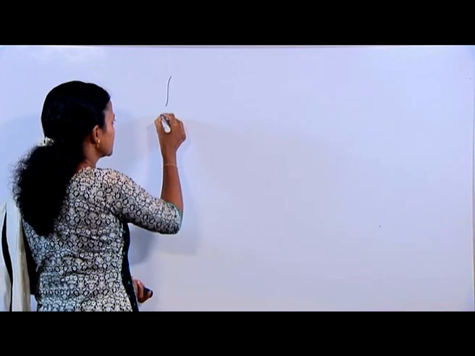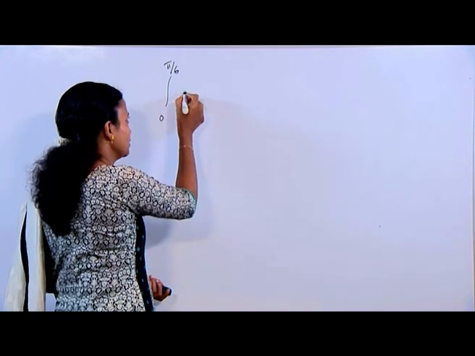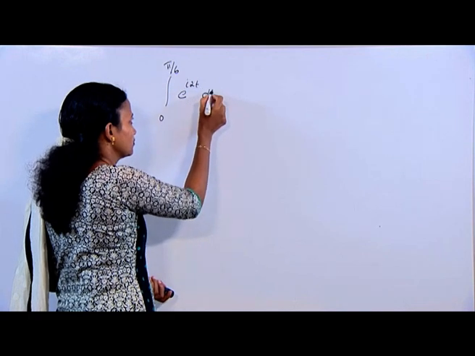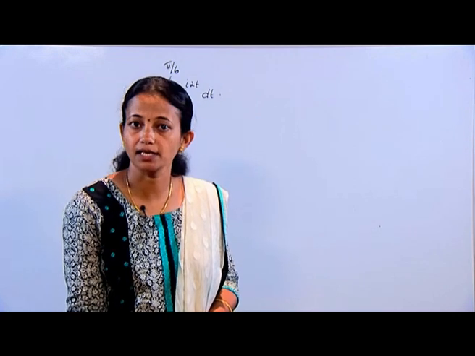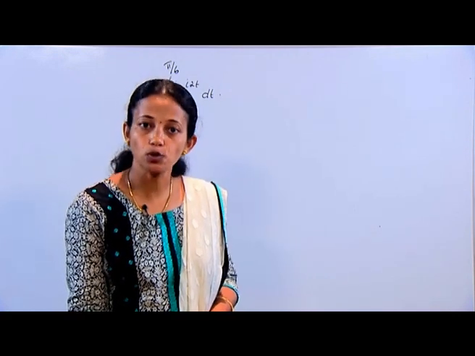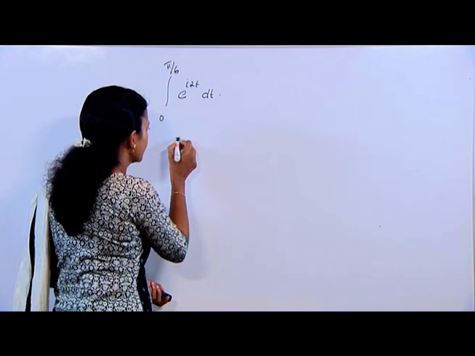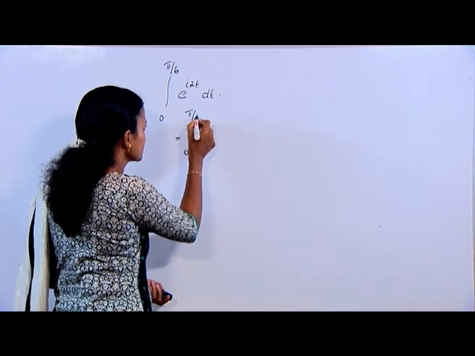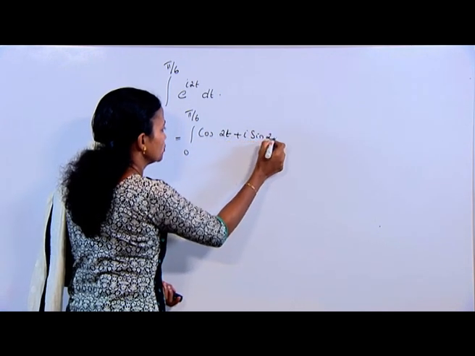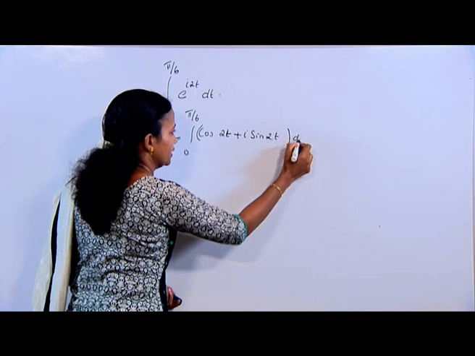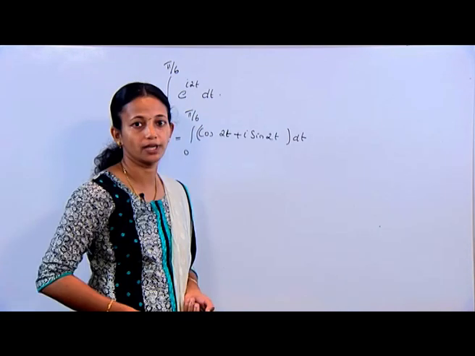That is the integral from 0 to pi by 6 of e raised to i 2t dt. This we have to evaluate. For that, we can write the integral from 0 to pi by 6 of e raised to i 2t dt as the integral from 0 to pi by 6 of cos 2t plus i sin 2t dt. That is, e raised to i 2t can be written like this.